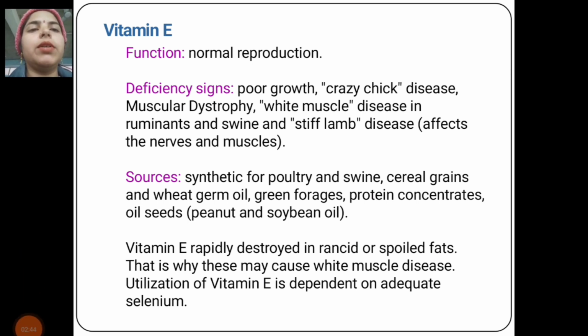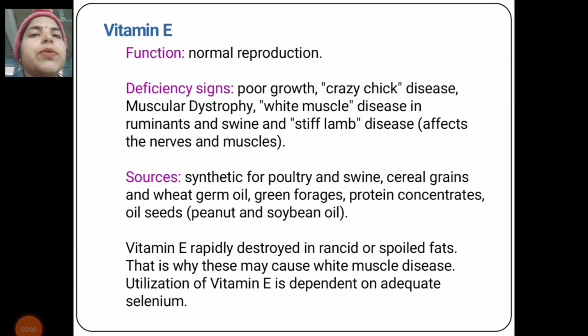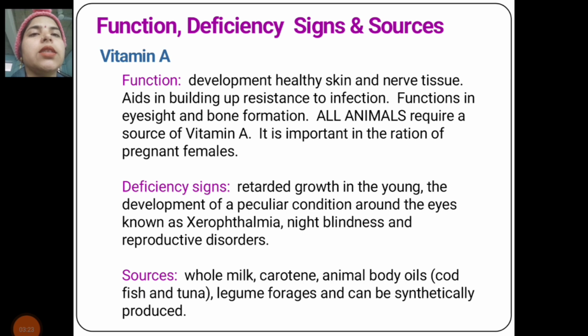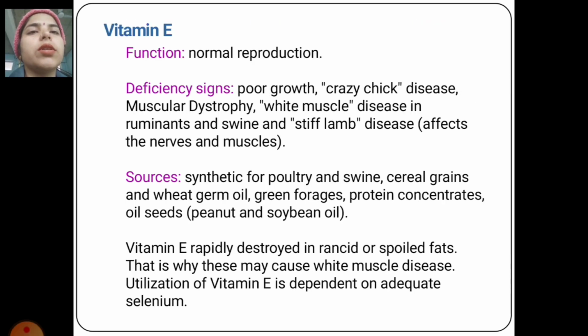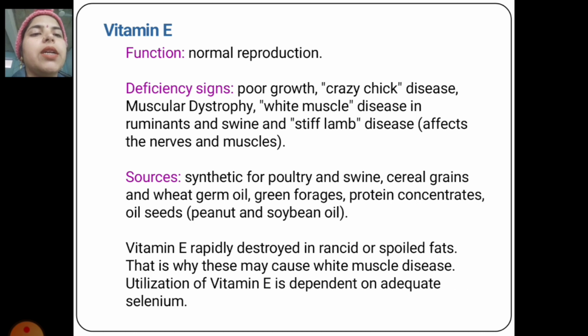Next are the sources of vitamin E: synthetic for poultry and swine, cereals, grain and wheat germ oil, green forages, protein concentrates, oil seeds, peanuts and soybean oils. Vitamin E is rapidly destroyed in rancid or spoiled fat. That is why these may cause white muscle disease. Utilization of vitamin E is dependent on adequate selenium. These vitamins are necessary for all animals and important for many diseases.